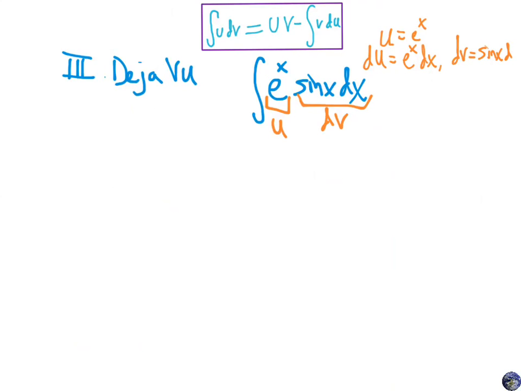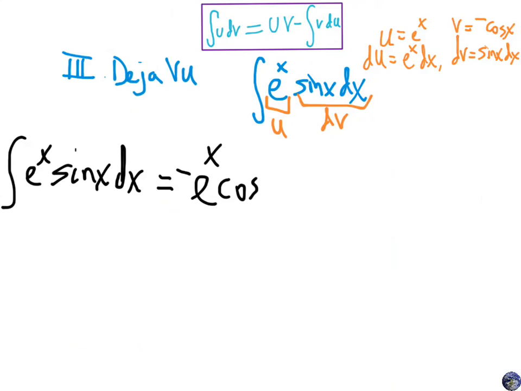So we go ahead and, again, our standard little side thing. Don't forget to write this out. You do need to write this out. So the u is e to the x, so du is just e to the x dx, the derivative of the exponential itself. Our dv was sine x, which means our v must be negative cosine x. Alright, and now we apply our integration by parts formula.